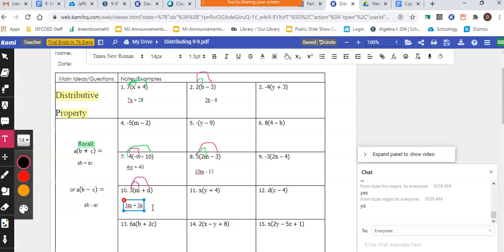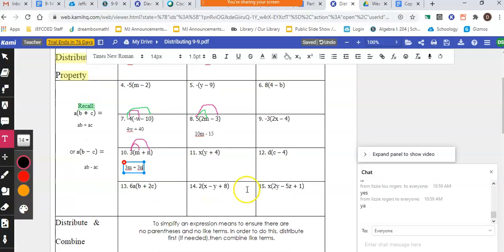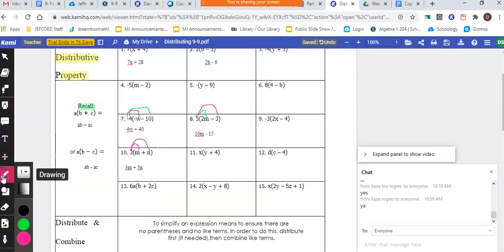We're good there? Now, looking at 11 and 12, guys, it's the same concept, except now you're just multiplying a variable times those values on the inside. Okay? Let's go to 13. Let's look at 13 real quick.